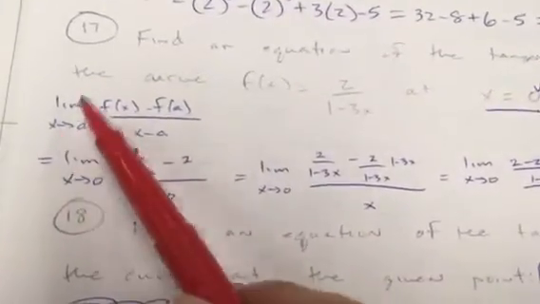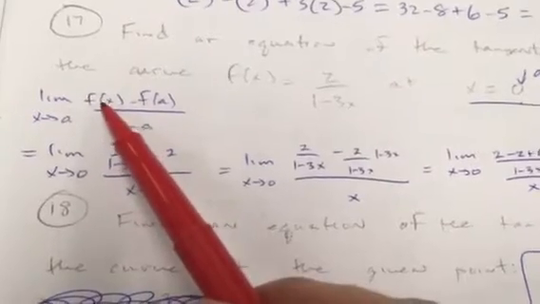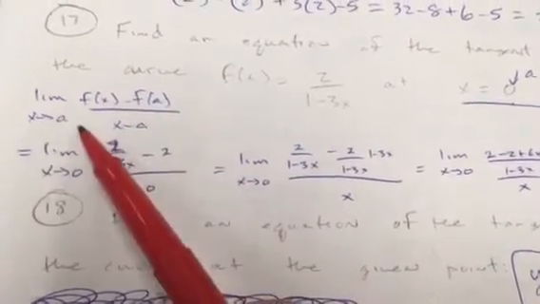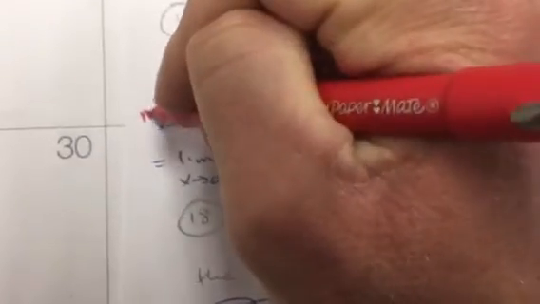All right, guys, you have to have this memorized. The limit of f of x minus f of a over x minus a as x approaches a. That's what we're using here. That's how you get the slope. I'm sorry, that's the slope. That's an m. That looks bad. All right. That's the slope.